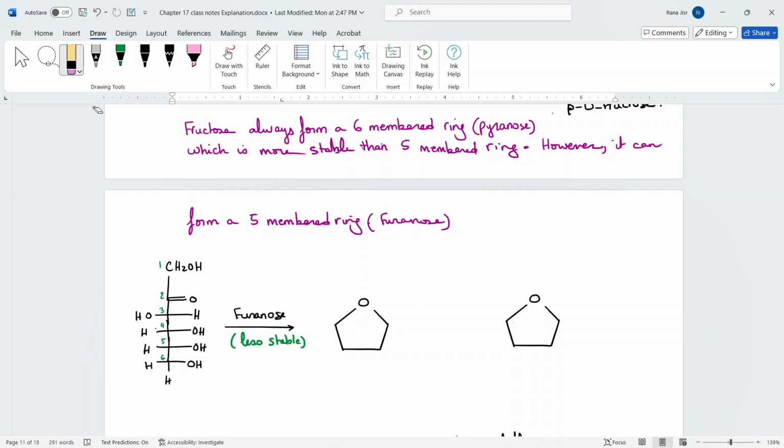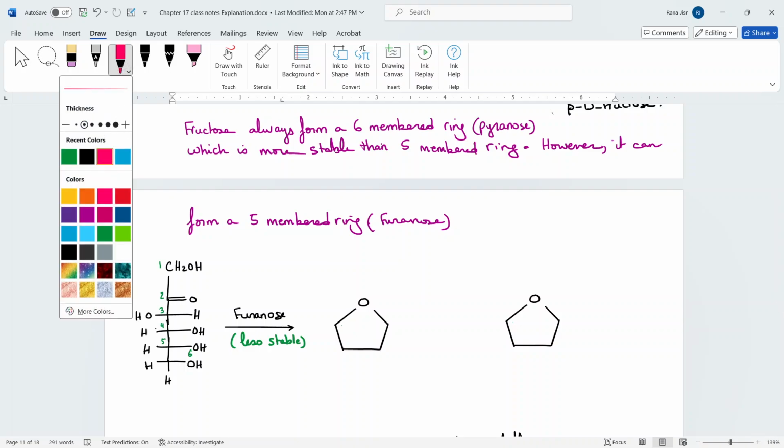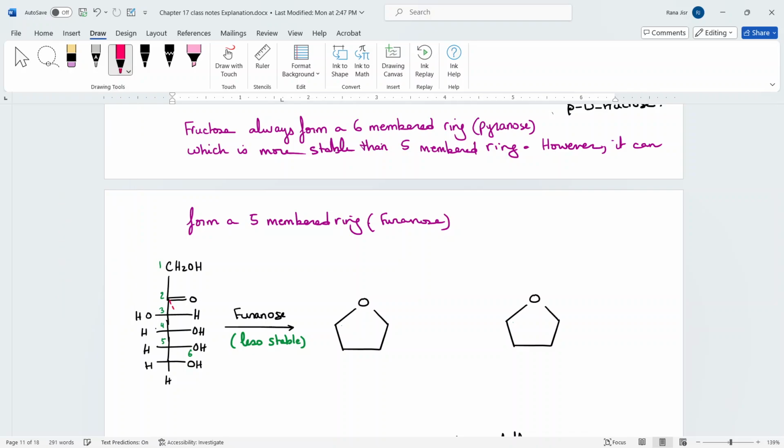Now, since we are using the furanose in there, I do have to stop at 5. It's going to be 1, 2, 3, 4, and 5. So I do have to stop at this carbon over here. And the oxygen is going to be 6 in there, so that I would make a bond between carbon number 2 and oxygen 6 this way, and that is going to form a 5-membered ring.